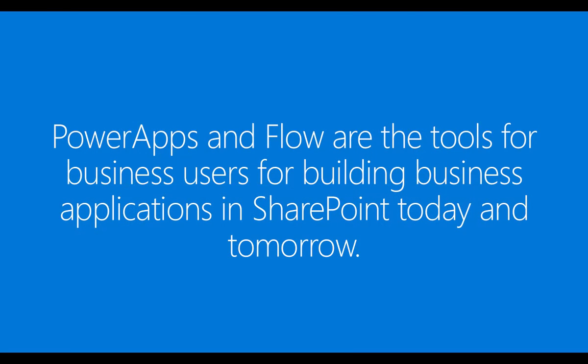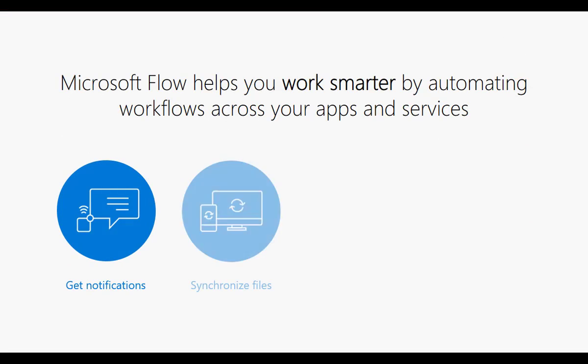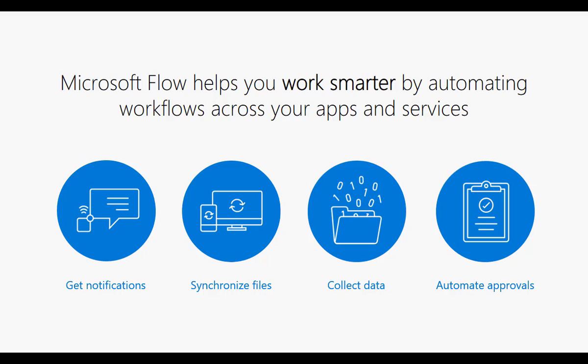So just reinforcing that Power Apps and Flow are the tools for business users for building business applications in SharePoint. That means that these tools are available to all your users by default. Now, if we focus on Flow, it's going to give you the ability to automate processes across applications and services. This means that it's not just limited to, for example, SharePoint. It's not just limited to OneDrive. It allows you to pull in and work with services such as your email, also such as Power BI even, and also to work with third-party applications.